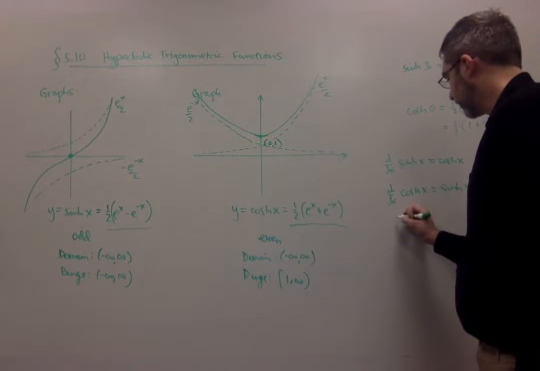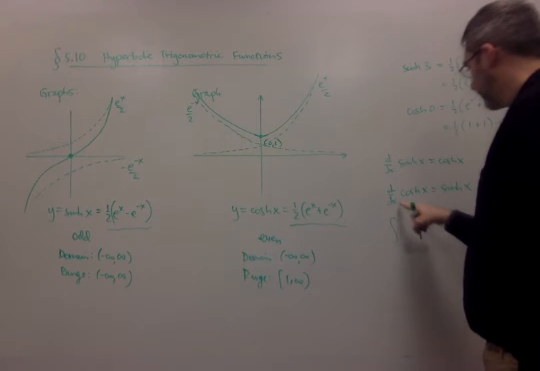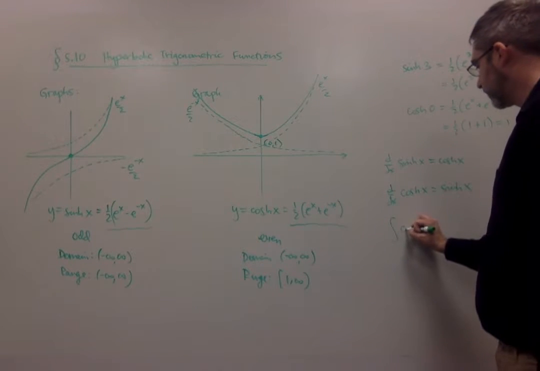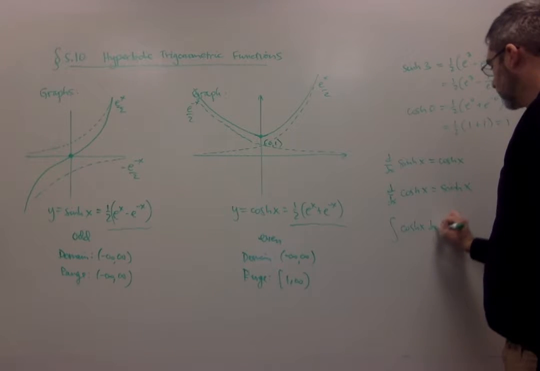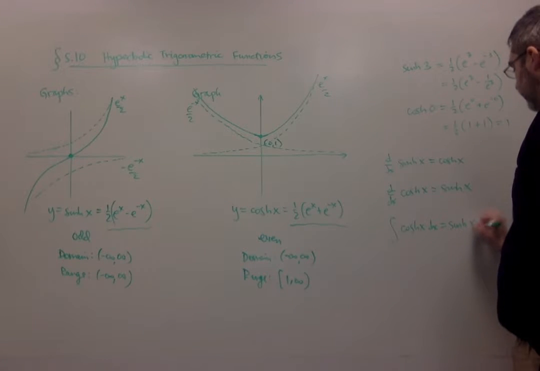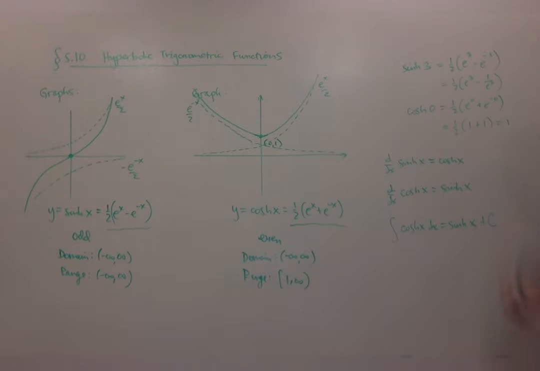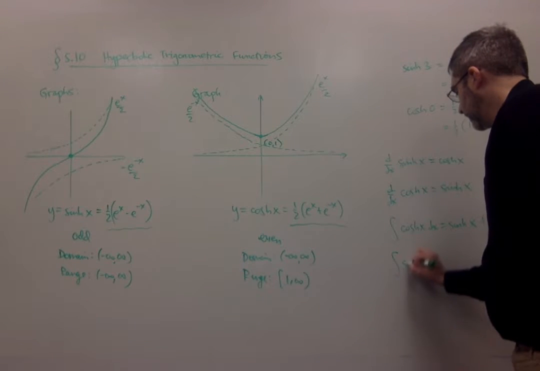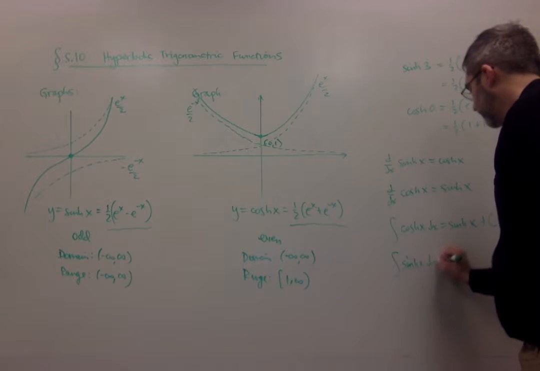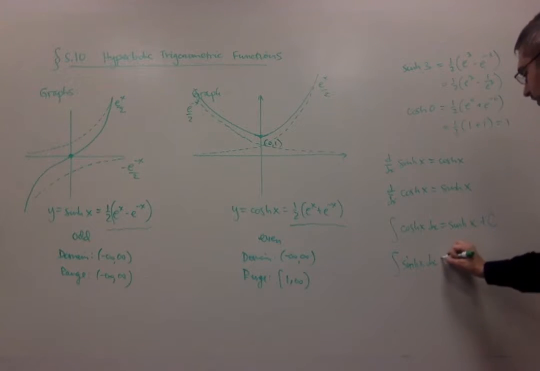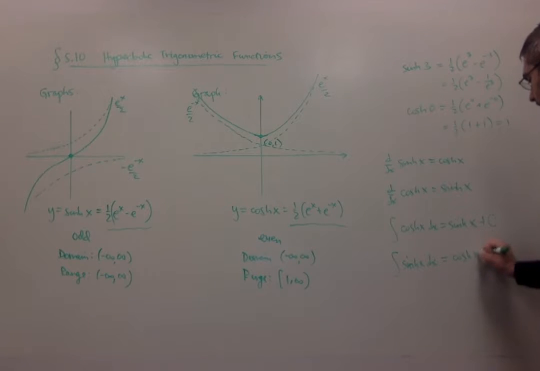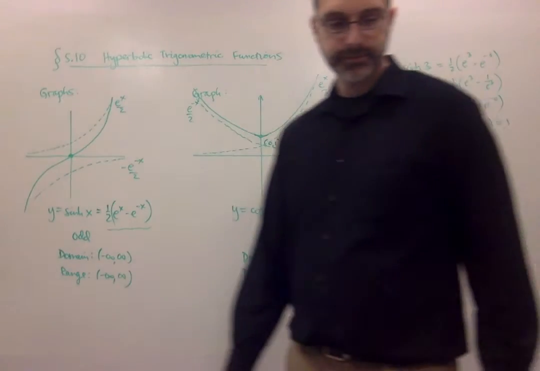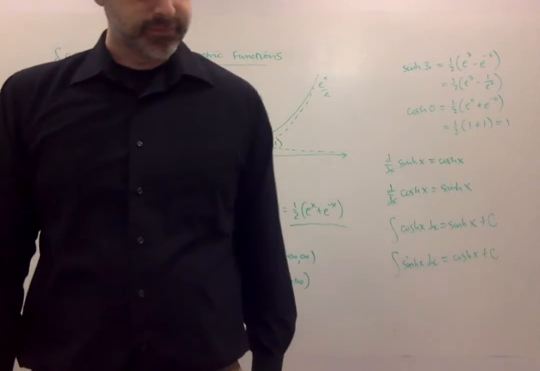Same thing for integrals. Because the derivative of sinh is cosh, the integral of cosh is sinh. And you do not have to worry about any negatives showing up in the front, but you do have to worry about that plus C. Don't forget it. Same for the integral of sinh. Because the derivative of cosh is sinh, the integral of sinh is cosh. And again, don't worry about a negative sign.